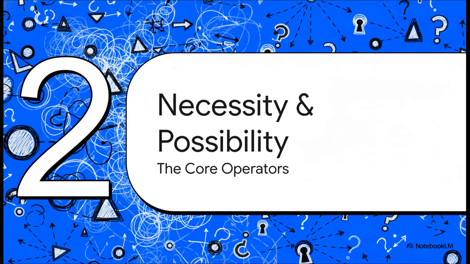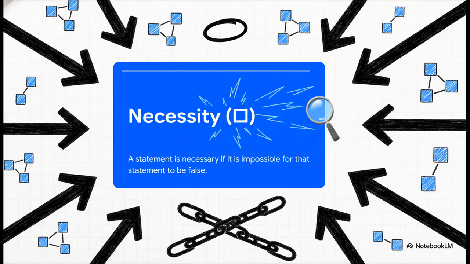Okay, so at the absolute core of all of this, the very heart of modal logic, are two fundamental concepts. Pretty much everything else is built on top of these two ideas: necessity and possibility. First up, we've got necessity, and logicians use this little box symbol for it. A statement is necessary if it just has to be true. I mean, there is literally no way for it to be false. The classic example is something like, it is raining or it is not raining. No matter what's happening outside, that statement is always, always true.